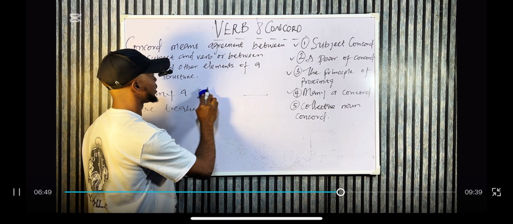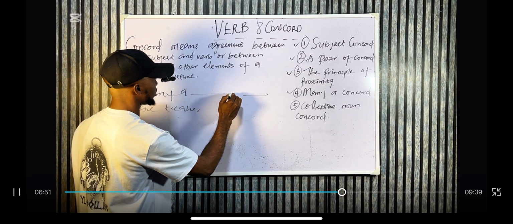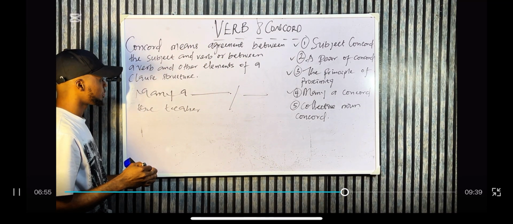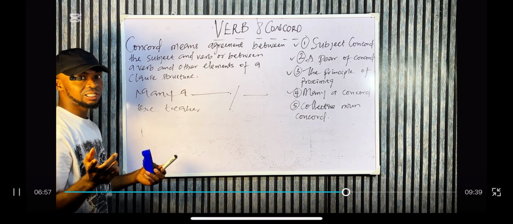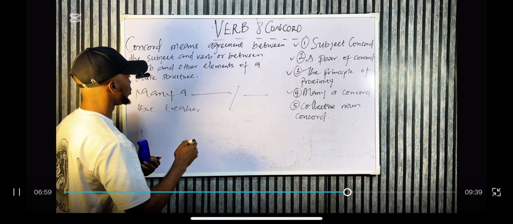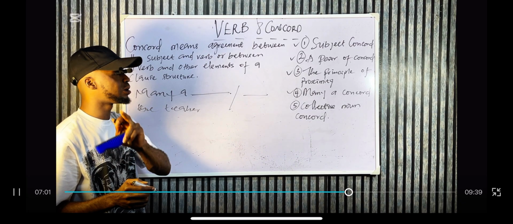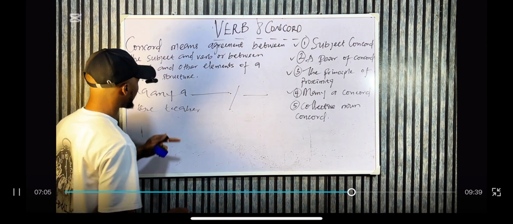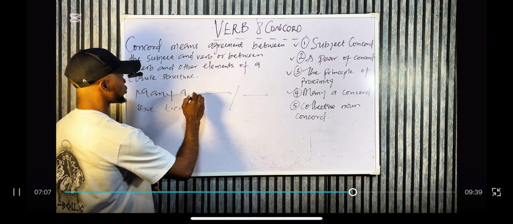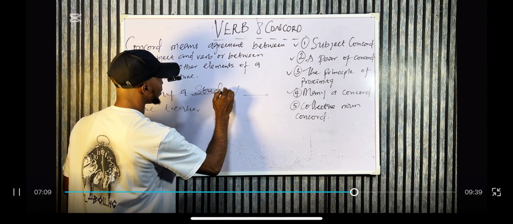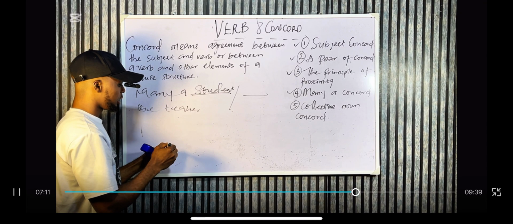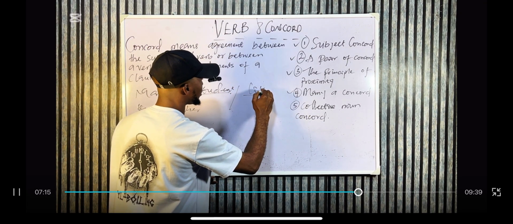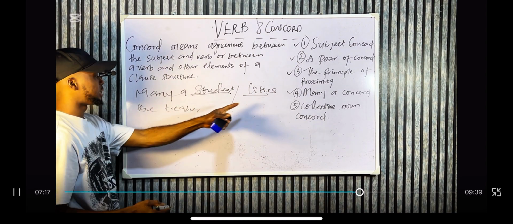Many a dash the teacher. Many a attracts a singular noun and a singular verb. This is your subject level, so the subject must be a singular one, which is student. The verb also, which is the predicator level, must be singular too. Many a student likes the teacher.